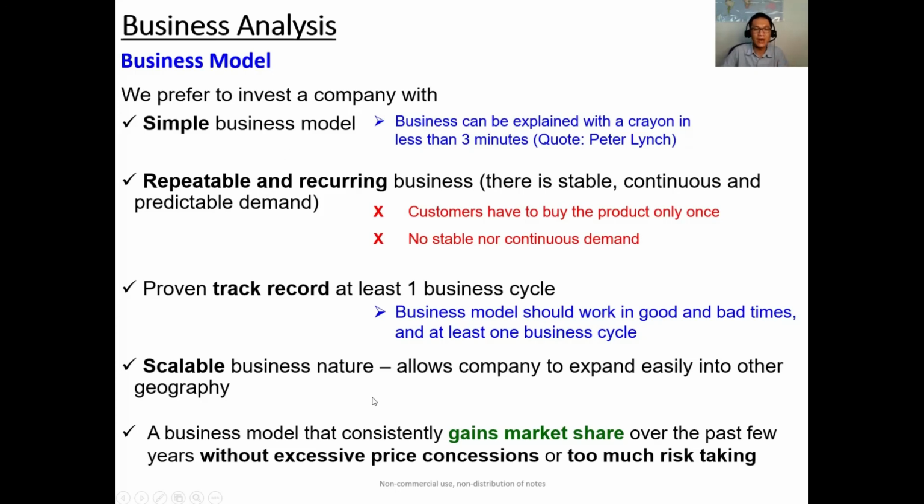In the next video, I will show you how we can identify the company's competitive advantage, because if the company has a competitive advantage, it will ensure long-term profitability.